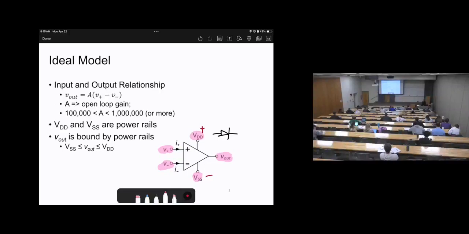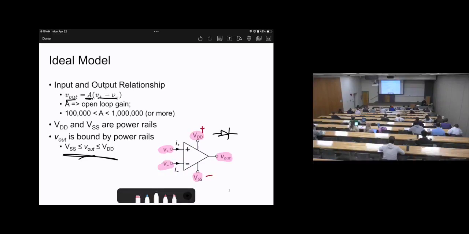Then this is the open loop model. It will be Vout equals gain times V plus minus V minus. The gain, called the open loop gain, can be 10,000 up to 1 million or more. This is very high gain. Again, VSS and VDD are the power rails. The output voltage must be bounded between the power rails, VSS and VDD. This is a must, and this is something important.